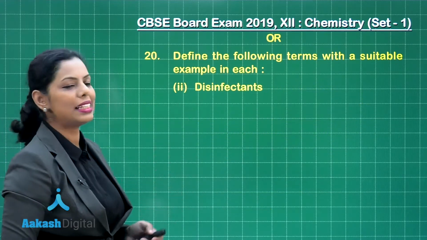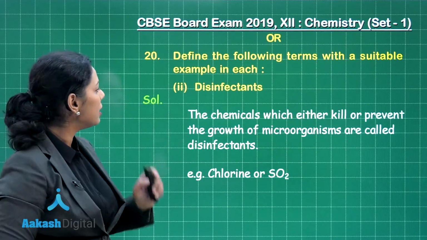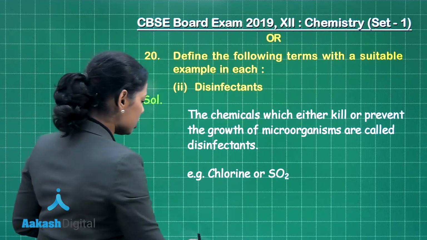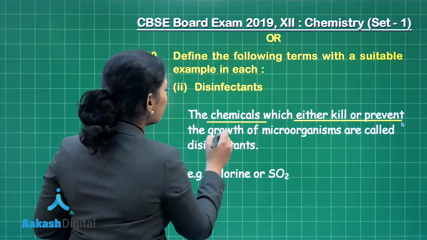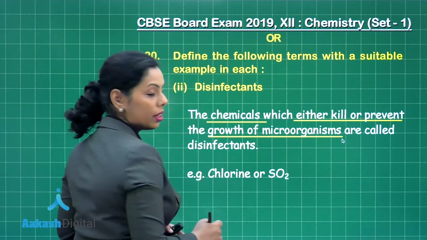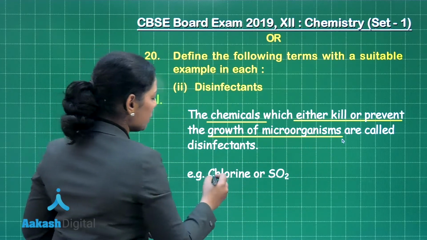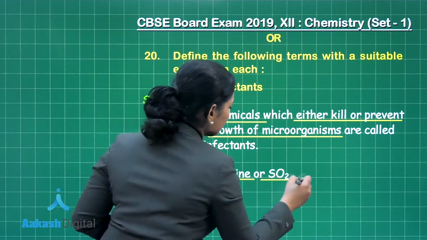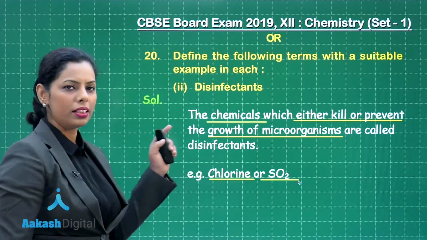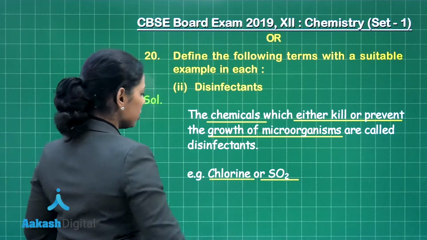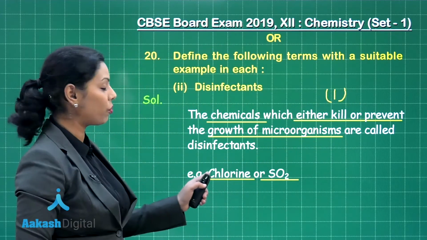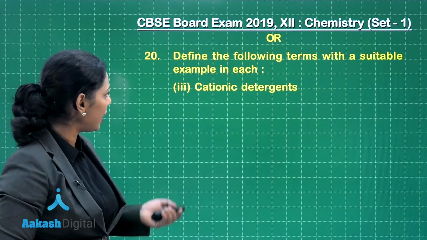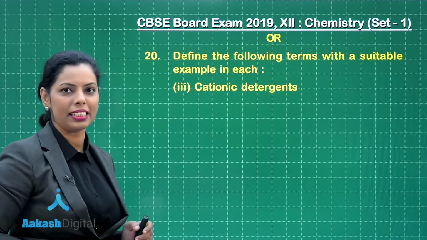After that, disinfectant. You have to define this. Disinfectants are the chemicals which either kill or prevent the growth of microorganisms. And in this case, example, either chlorine or sulfur dioxide. If you answer this in this way, you will get full 1 mark, half mark for the definition, half mark for example. Then the third part, cationic detergent.